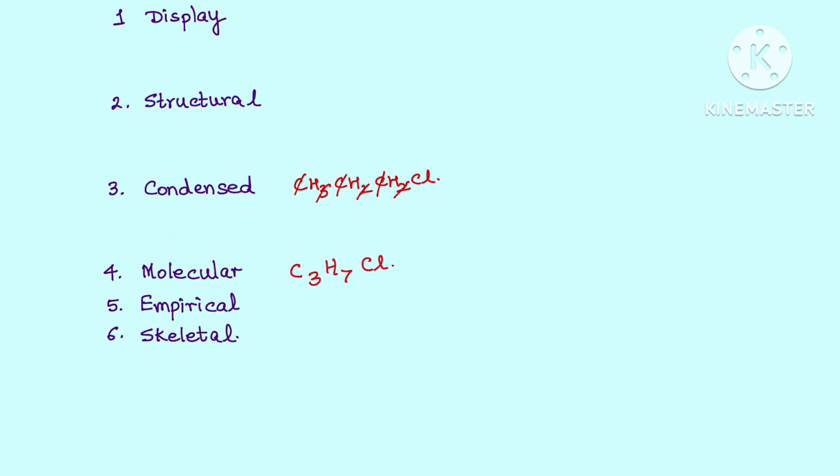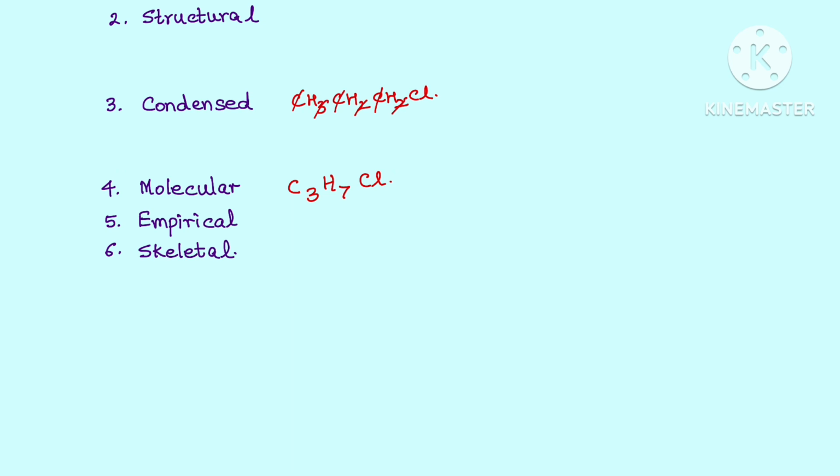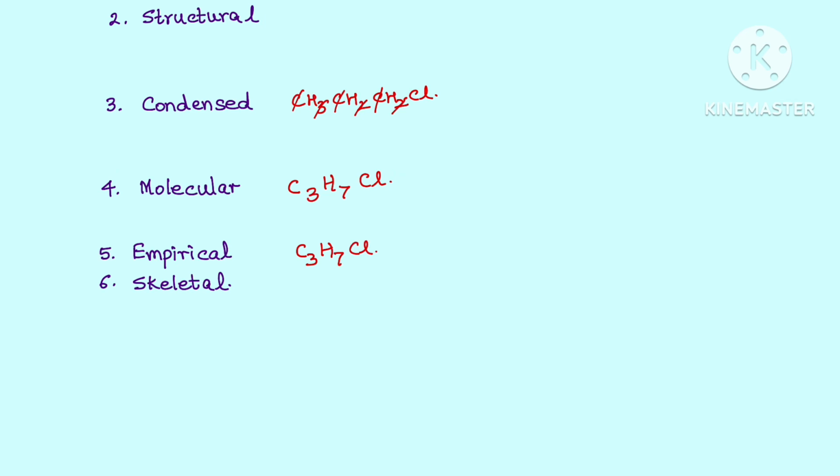Okay. Now let me go on to the next easier part, empirical formula. Empirical formula means I have to give the simplest whole number ratio. Now there is no whole number ratio. If I divide 7 by 3, I will get something like 2 point something, which will not be a whole number. So that helps me sort out the empirical formula bit. So I have over here C3H7Cl. That becomes the empirical formula as well.